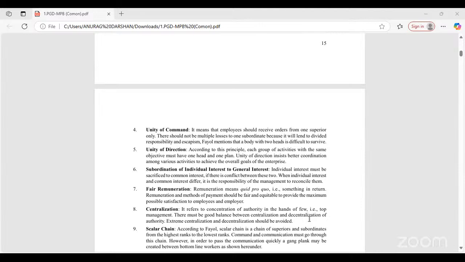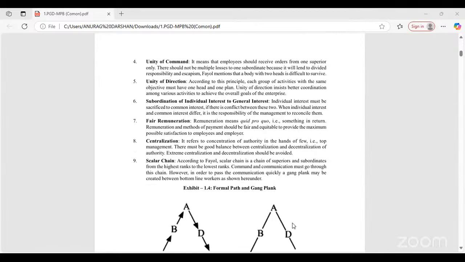And the scalar chain. Now, this is very, very important. What is a scalar chain? It is a chain of superiors and subordinates from the highest to the lowest ranks. So the command and the communication must go through this chain only.